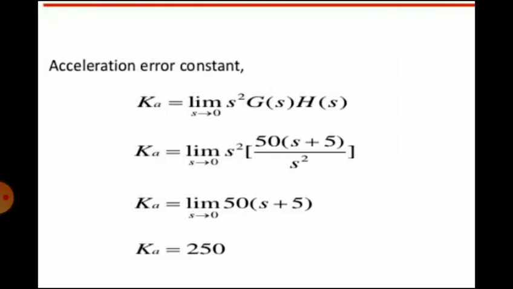Then find out the acceleration error constant. The formula is Ka equal to limit s tends to 0 of s square G(s)H(s). Put the value of G(s)H(s) in the expression. So s square is cancelled. You have to take the limit s tends to 0 of 50s + 5. So you will get the value of Ka equal to 250.